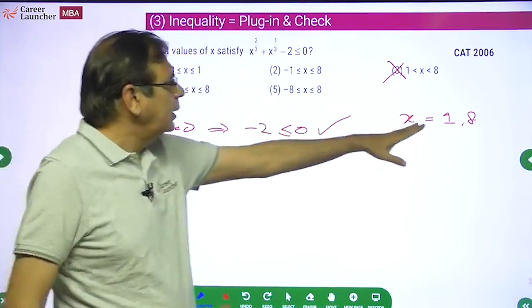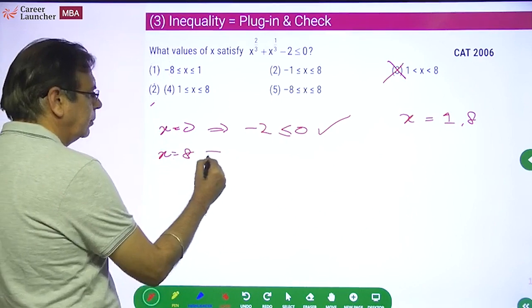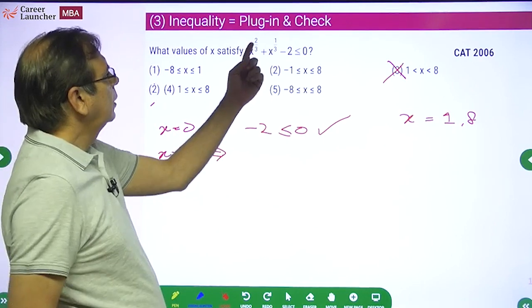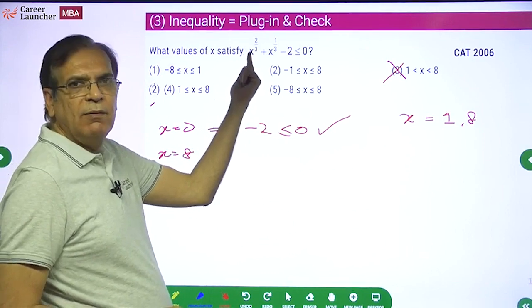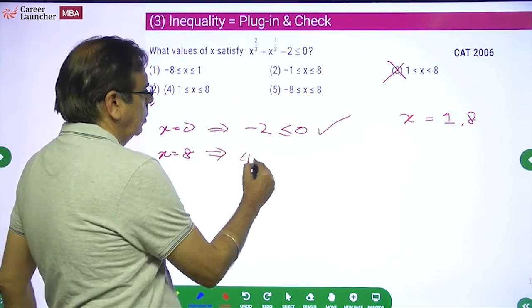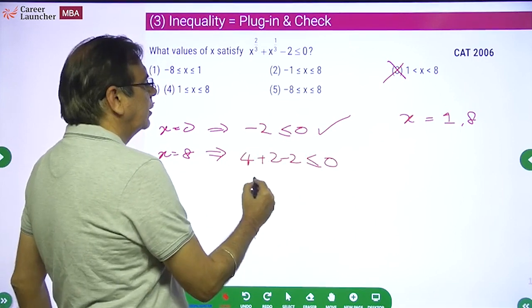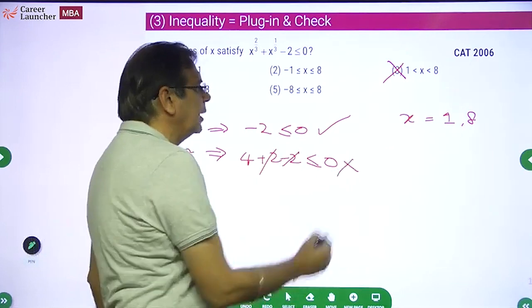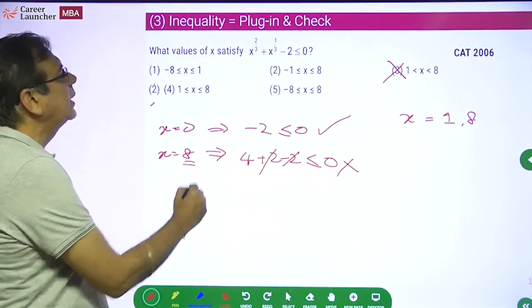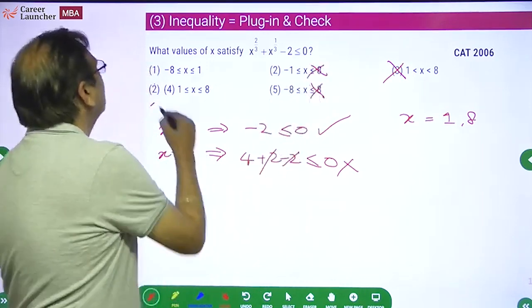Okay, so let's look at x equal to 8. If x equal to 8, what do we get? x to the power 1 by 3 will be 2, 2 squared is 4, plus 2 minus 2 less than or equal to 0. What does that mean? 4 is less than or equal to 0. This is obviously incorrect. That means x equal to 8 cannot be a part of my answer. Any choice that contains 8 has to be incorrect.